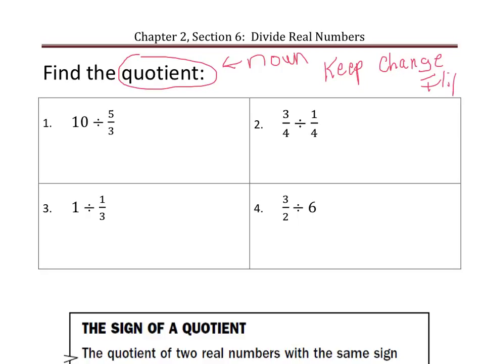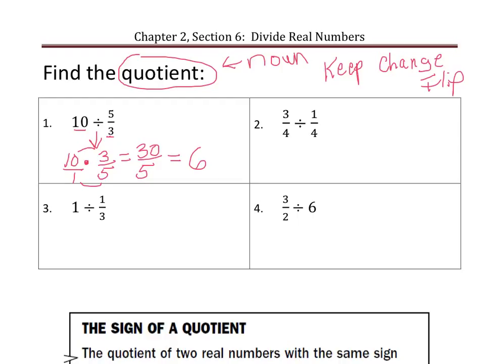So, first problem, 10 divided by 5/3. I'm going to keep 10. I'm going to change division to multiplication, and I'm going to flip this fraction 5/3 to its multiplicative inverse, which will be 3/5. If I want to multiply 10 by 3/5, it's convenient to put 10 over 1. I'm going to multiply the numerators together. 10 times 3 is 30. I'm going to multiply the denominators together. 1 times 5 is 5. And 30 divided by 5 equals 6.